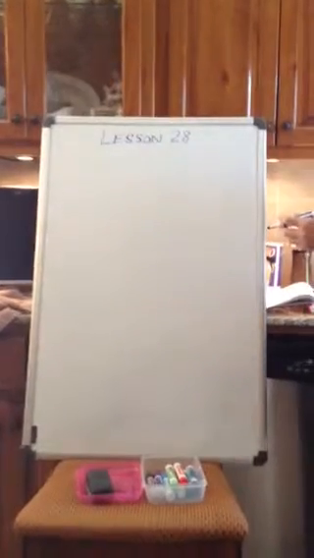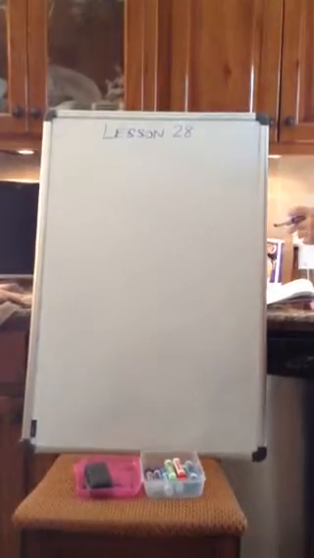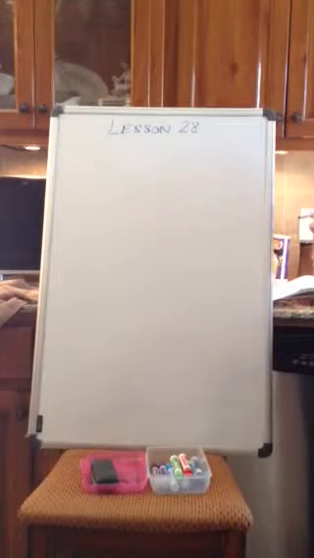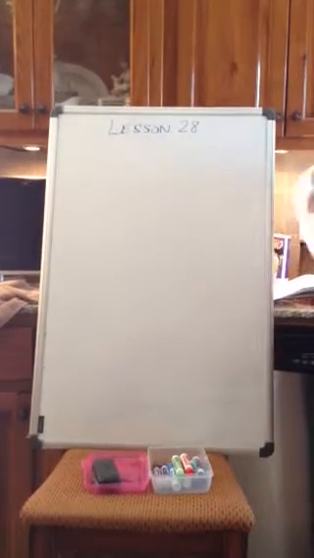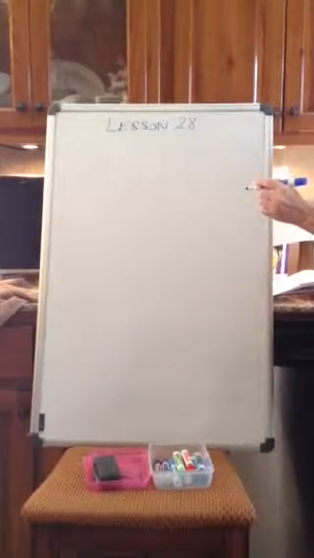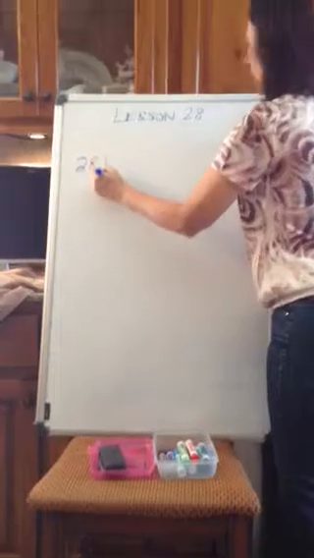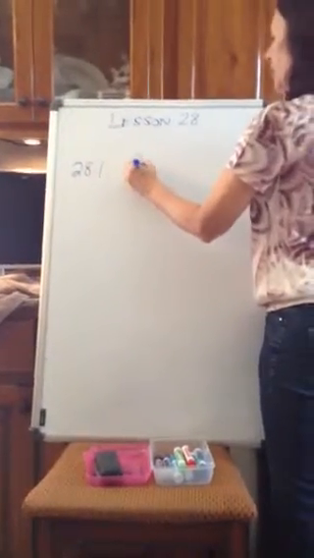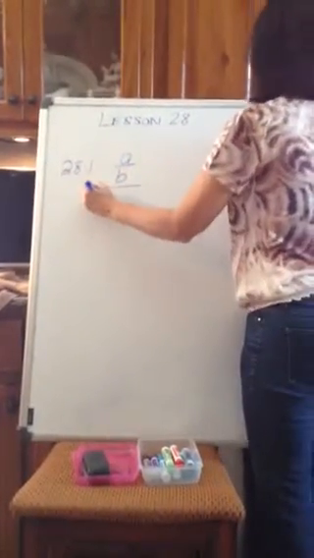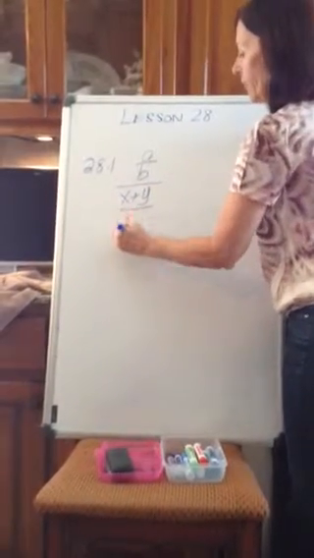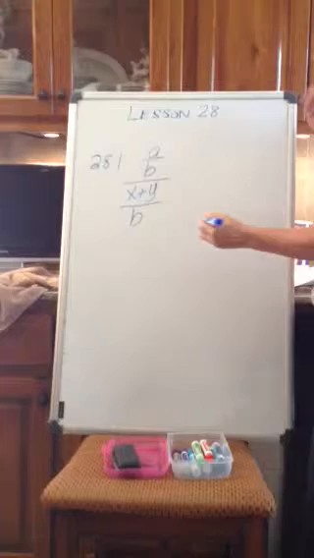This is lesson 28 on complex fractions in the denominator and radicals in the denominator. We want neither, so we're going to eliminate them. And the way you do that is, let's look at 28.1. It's a over b in the numerator over x plus y over b in the denominator.